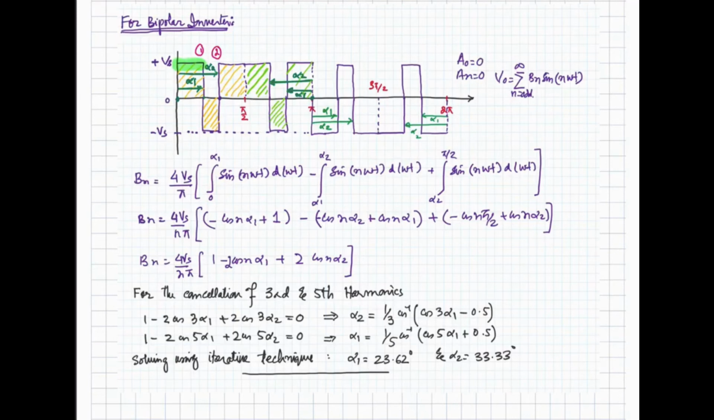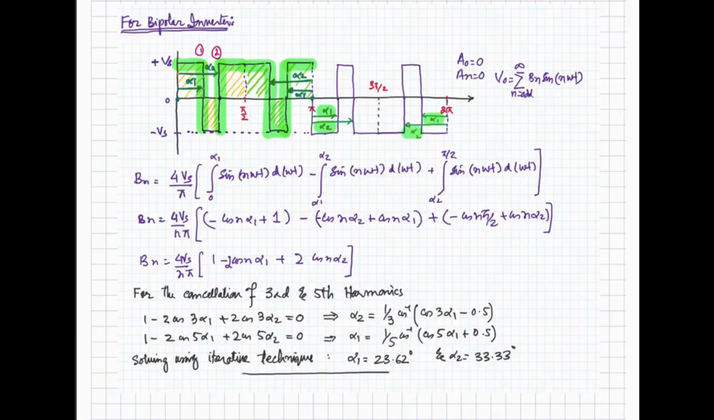So this is our first edge. This is our second edge. There are two edges per quarter cycle in this waveform, and they are at the same angle. This is angle alpha 1 and this edge is at angle alpha 2, and the same is there for the second half cycle, the negative half cycle. Okay, so you have the equal angles.